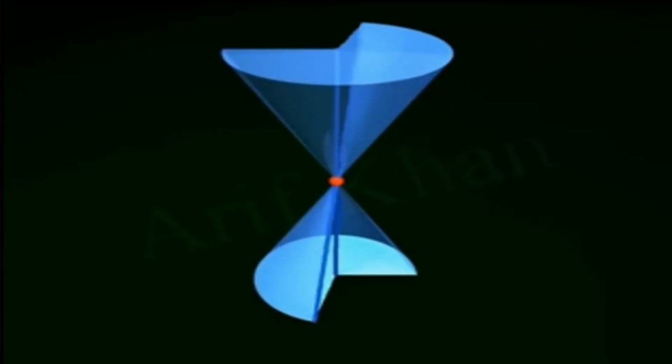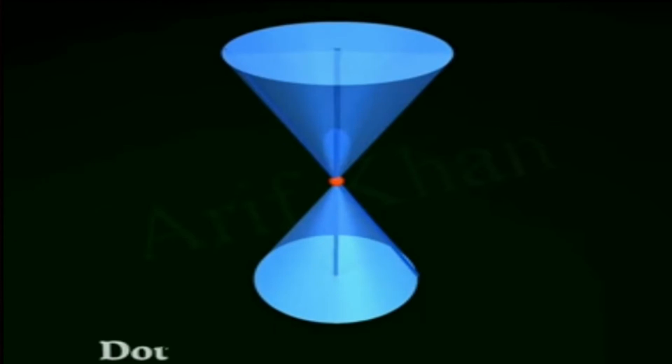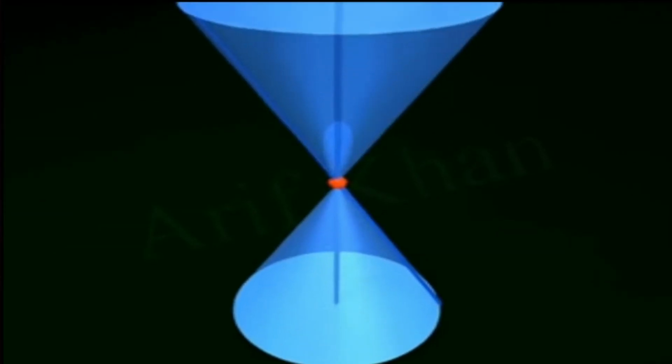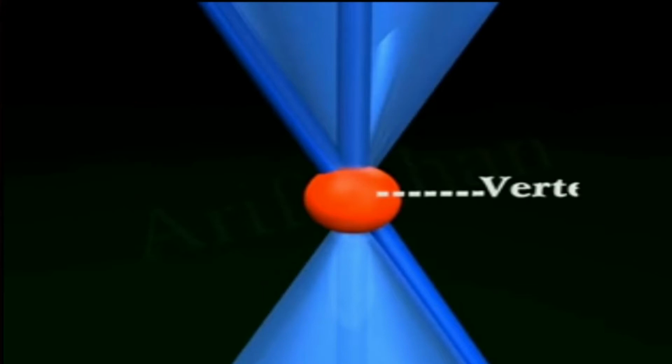When a straight line intersects with another straight line which is vertical at a fixed point and rotates about the fixed point, the surface obtained is called a double right circular cone. A double right circular cone consists of two cones joined at a fixed point called the vertex.